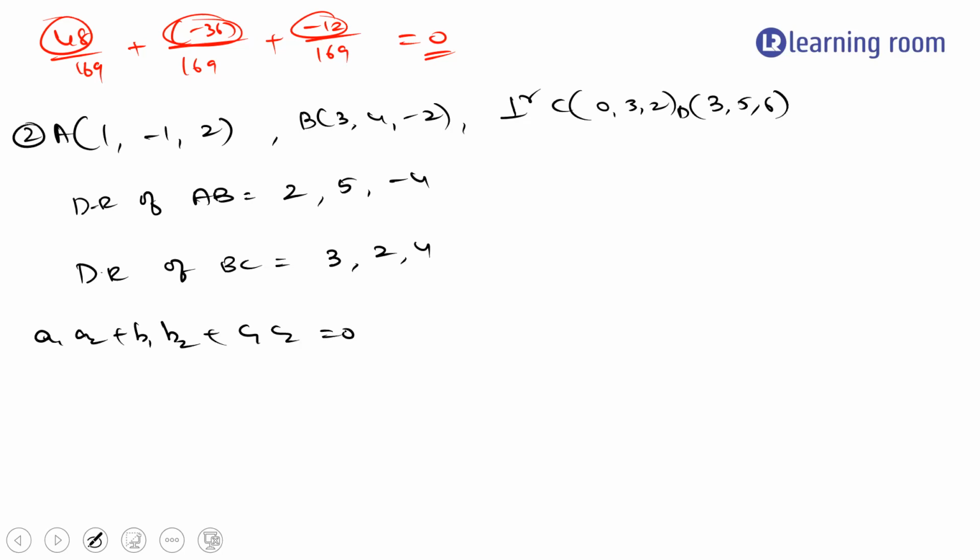So how to do that? Just take the dot product. Just multiply the corresponding direction ratios. So you get 6 plus 10 minus 16, which is 0. So they both are perpendicular. Am I clear? In this problem, the toughest part is not applying the formula. It is understanding the logic: if 2 points are given, what is given to us? The direction ratios of that line. That is more important.